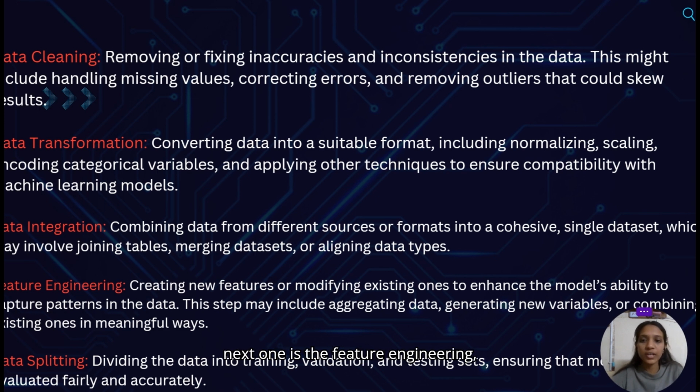The next one is feature engineering: creating new features or modifying existing ones to enhance the model's ability to capture patterns in the data. This step may include aggregating data, generating new variables, or combining existing ones in a meaningful way. The next one is data splitting: dividing the data into training, validation, and testing sets to evaluate fairly and accurately.